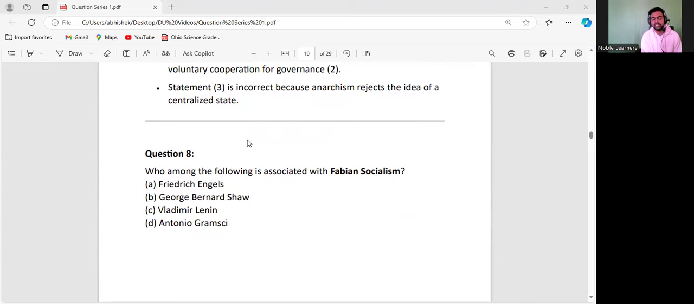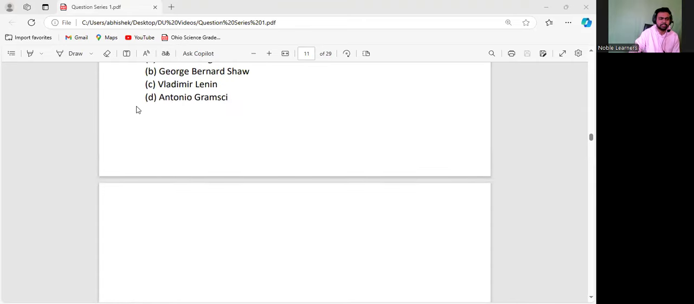Fabian socialism is a kind of evolutionary socialism. Okay, it's a very deep concept actually. You need to study for this. So Fabian socialism, if you see, Antonio Gramsci is neo-Marxist. Friedrich Engels, actually, he's a Marxist. Lenin is also associated with Orthodox Marxism, right? So therefore, these can't be the option. So GB Shaw, George Bernard Shaw is the correct option. Okay, so he's associated with the Fabian socialism.